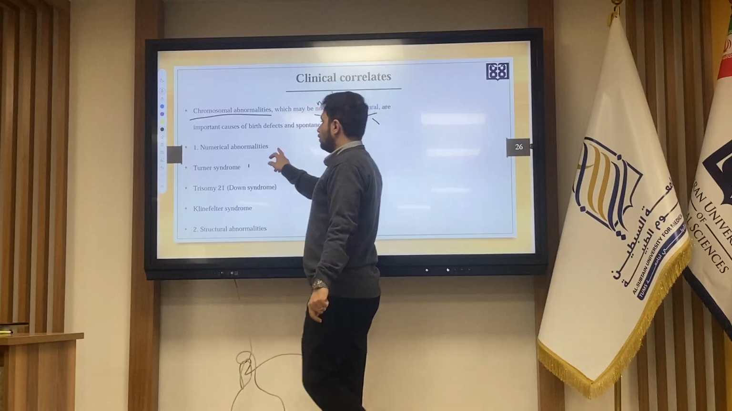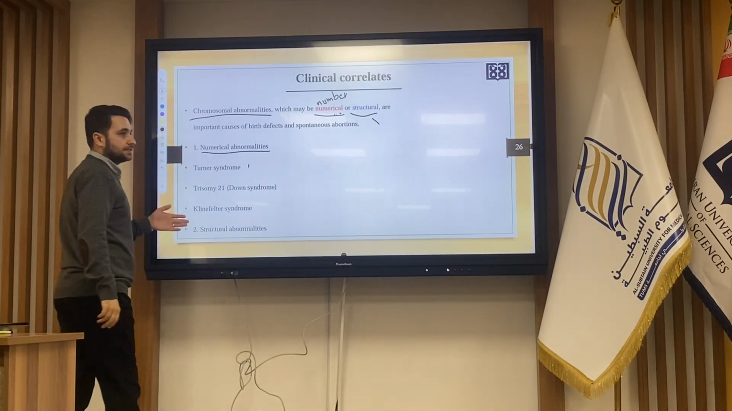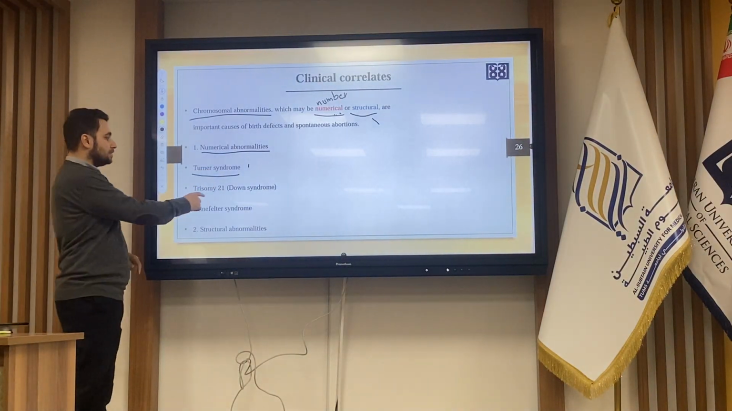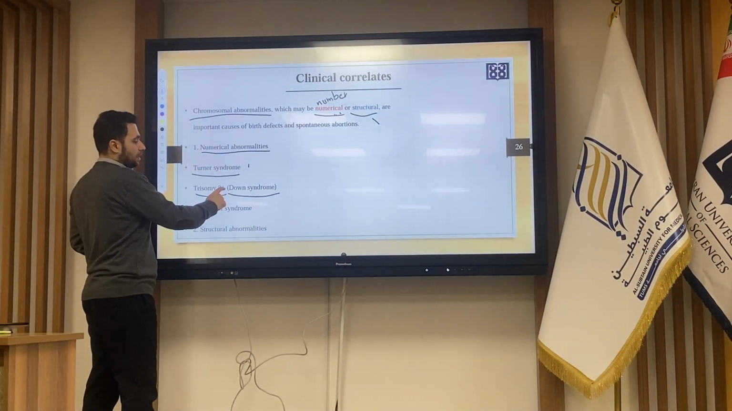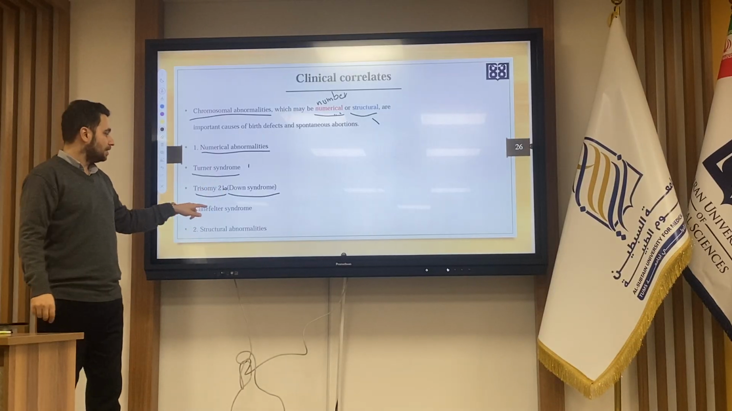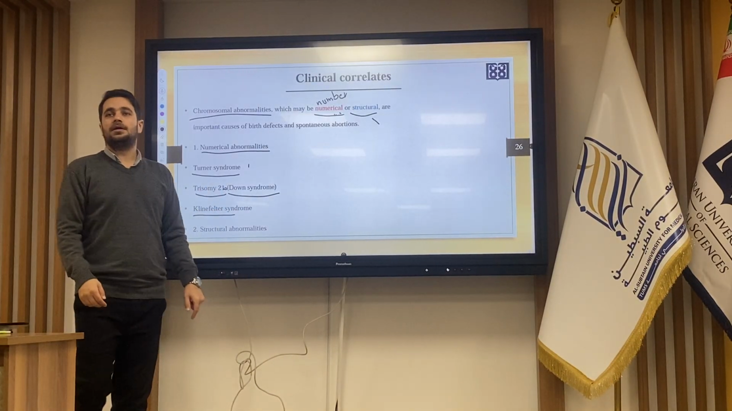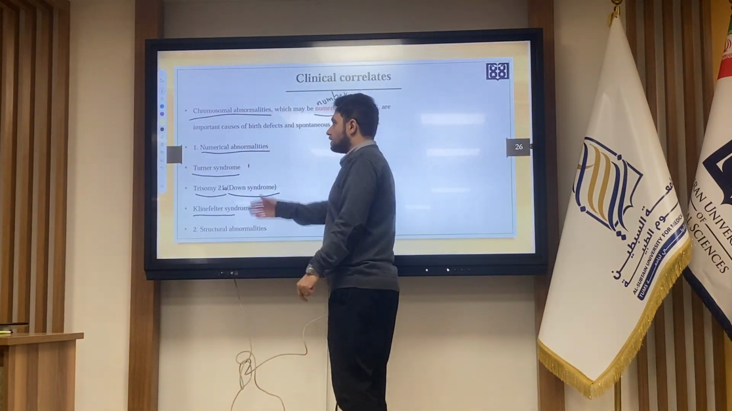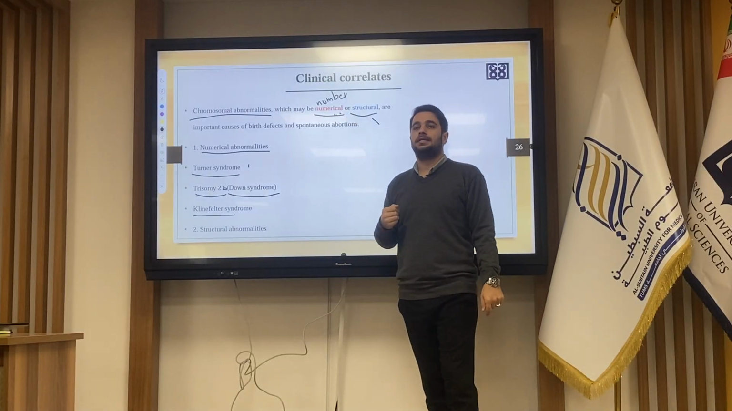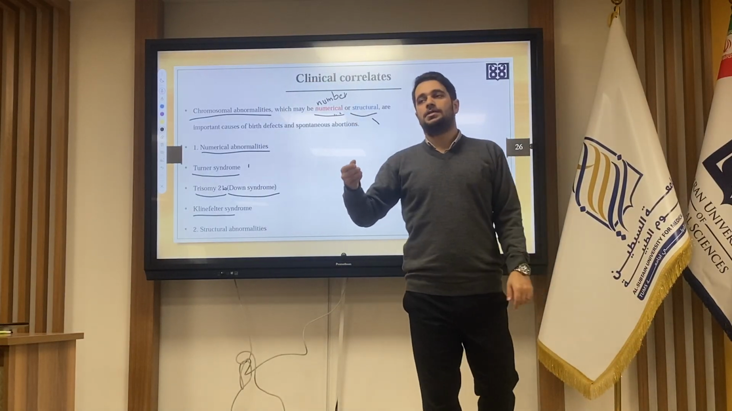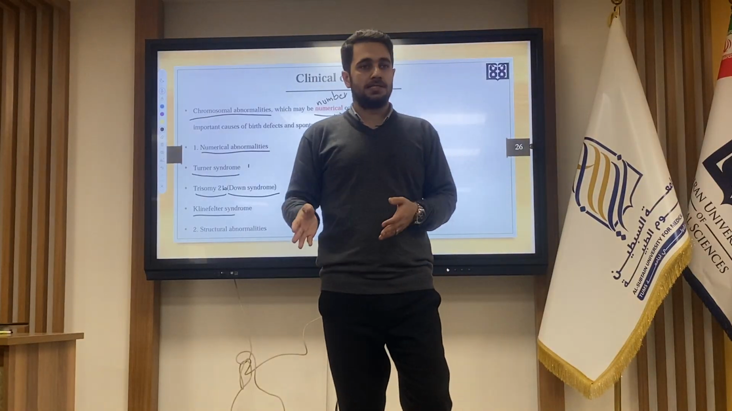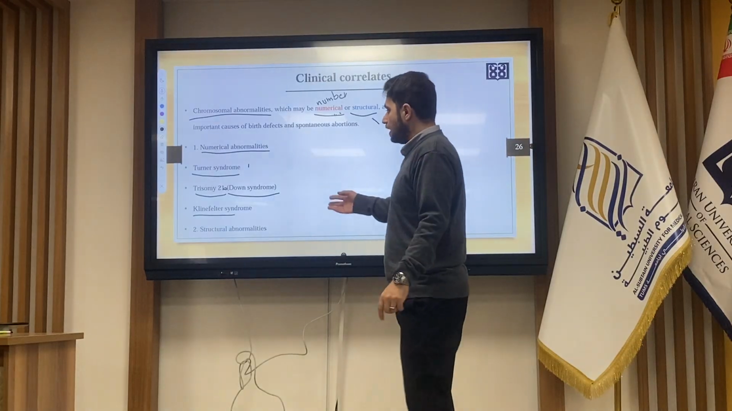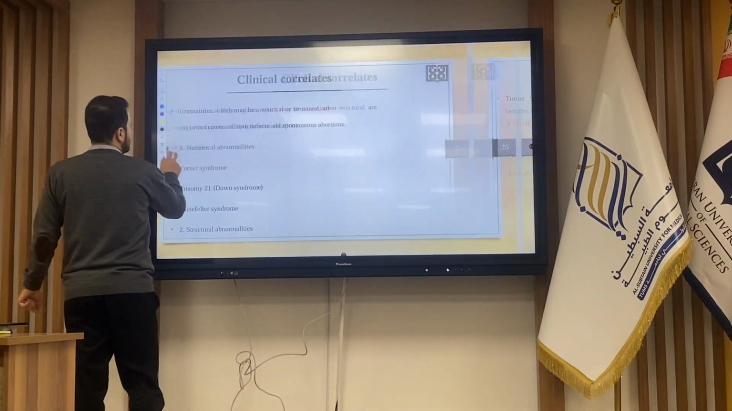In the numerical abnormalities, we have three types. You are seeing Turner syndrome, trisomy 21 or Down syndrome, and another syndrome we call Klinefelter. So Turner, Klinefelter, and trisomy 21. These are the numerical abnormalities. It means that in some situations, instead of having 46, we have 47, or we have 45. These are the abnormalities, and we will also see the structural abnormalities.